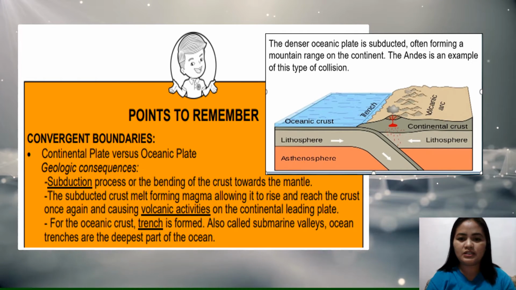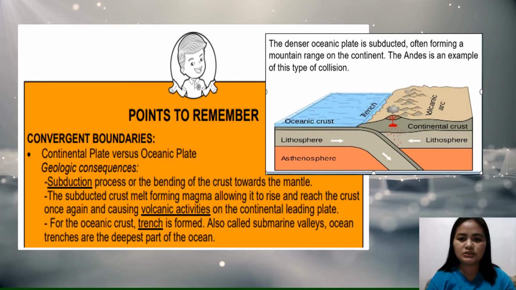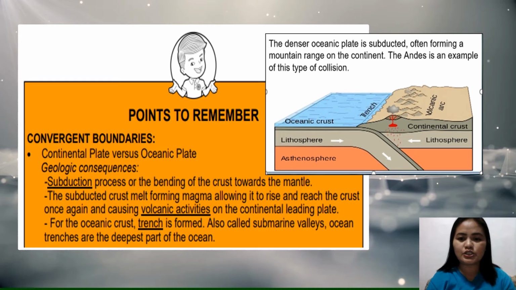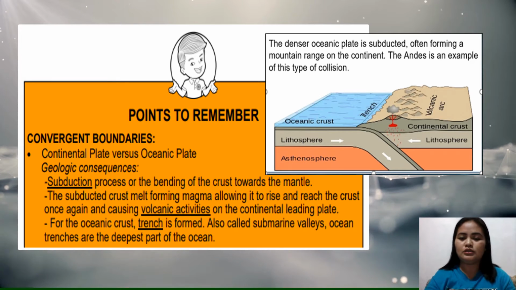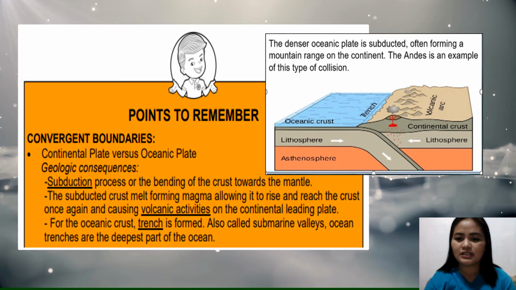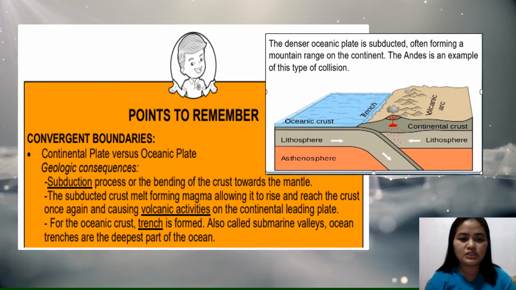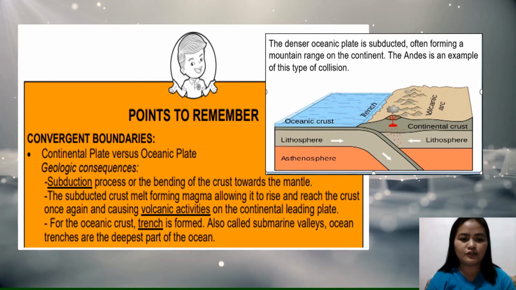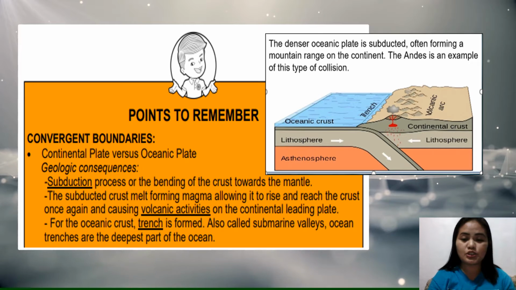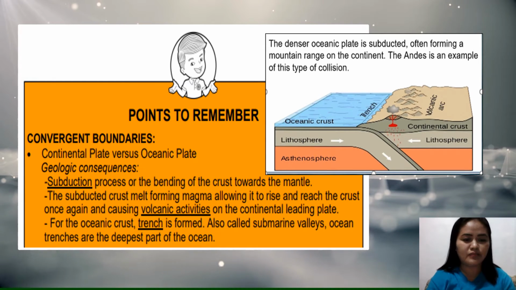So we have here the first possible collision. It happens between continental and oceanic plate. Notice the picture. We have here the oceanic crust and the continental crust. What are the consequences of this kind of convergence? First, we have the subduction process. This is not new to you anymore.